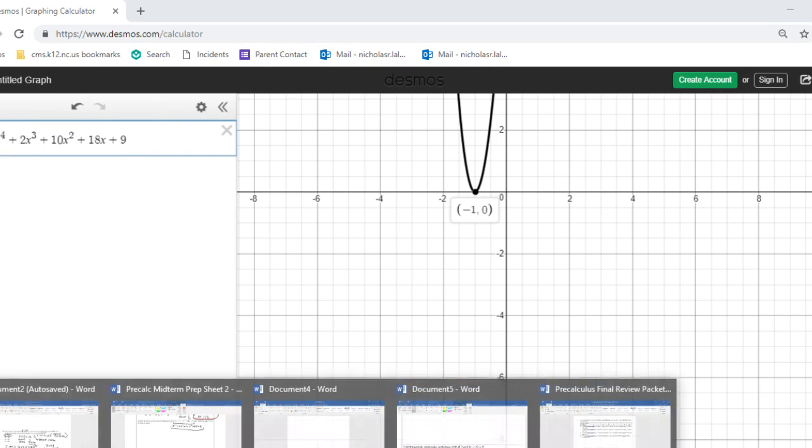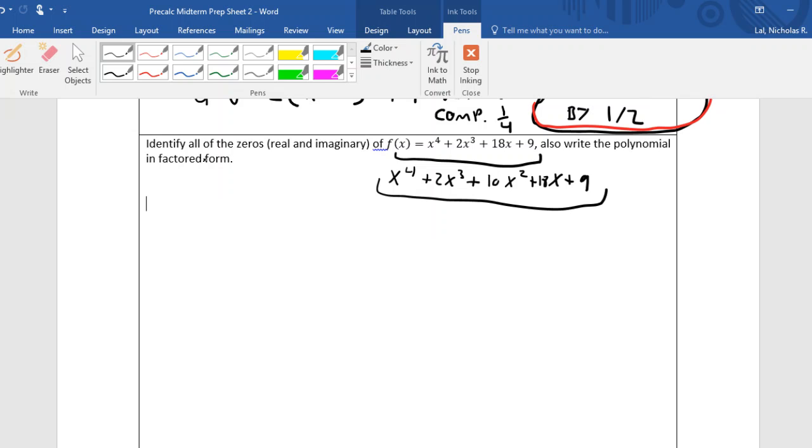So our first step is to graph, all right? We graph in Desmos and we see that we have a zero at -1. Now at -1, do we bounce or pass through? Here we see that we hit the zero and we bounce. So I'm going to say that's a multiplicity 2. We bounce, so that's multiplicity 2.